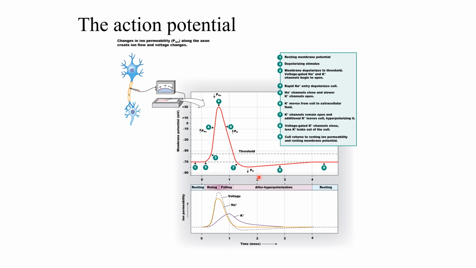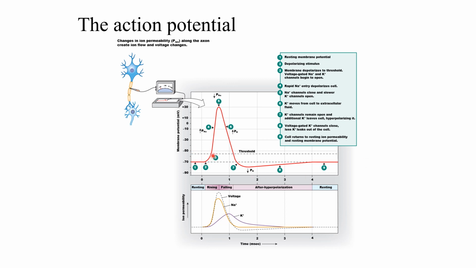And once the potassium channels finally close, no more potassium is going to leave the cell. So you will notice that the membrane potential starts to repolarize and starts to go back to that negative 70 millivolts. So these are the steps that take place during an action potential.